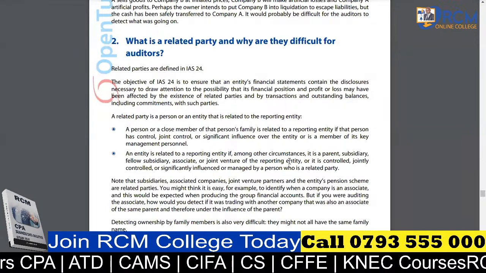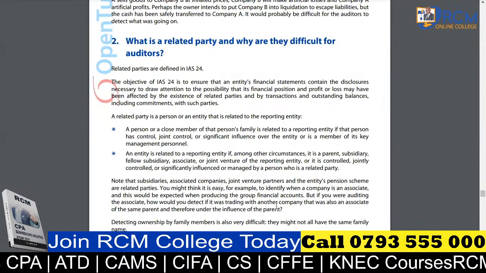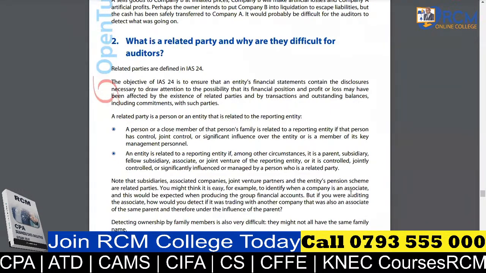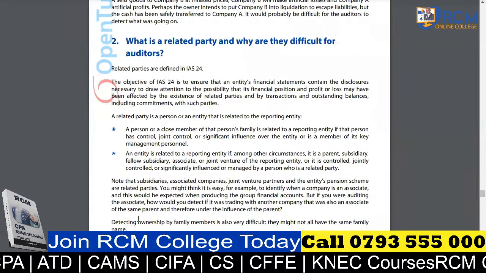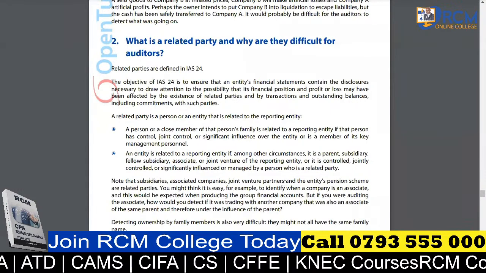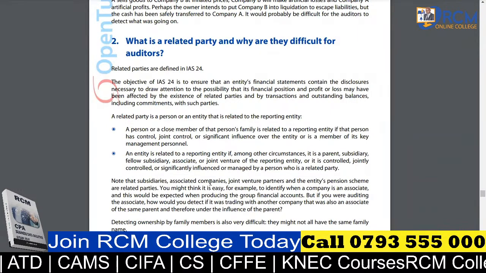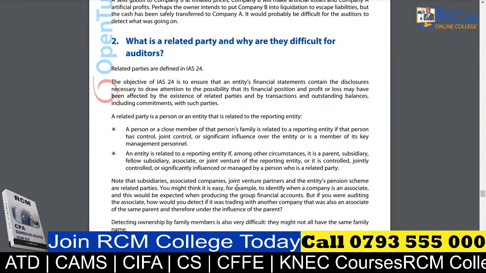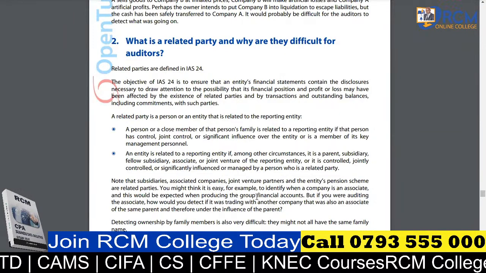Note that subsidiaries, associated companies, joint venture partners, and the entity's pension schemes are related parties. People forget this: the entity's pension scheme is a related party. You might think it is easy, for example, to identify when a company is an associate. And this would be expected when producing the group financial accounts.